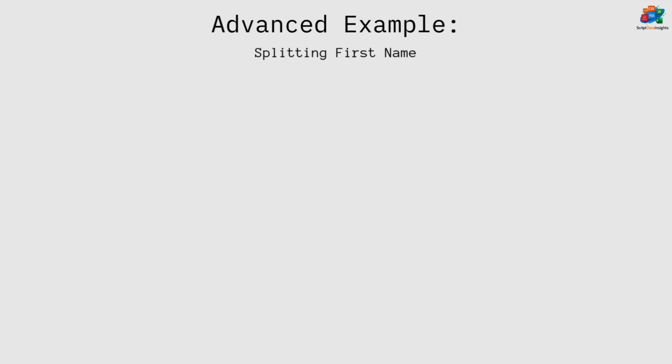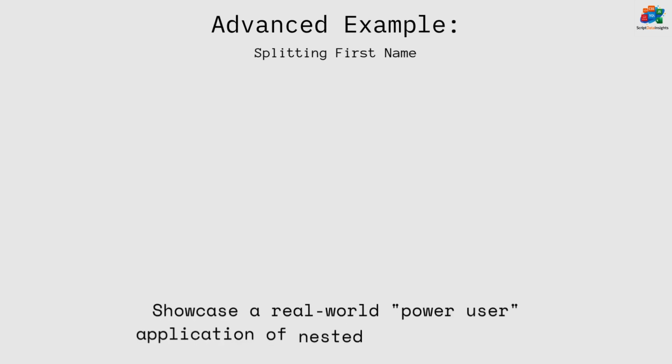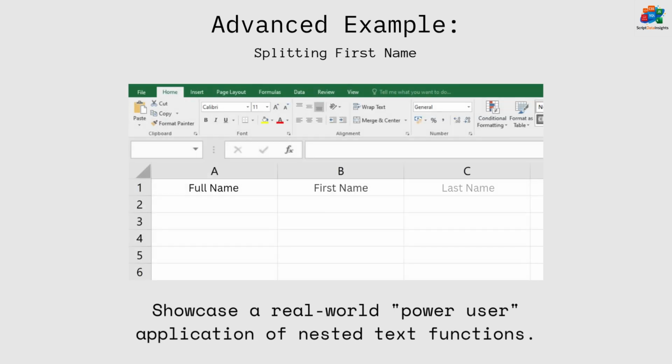Let's put it all together in an advanced example, splitting the first name. This is a real-world, power user application of nested text functions. We want to extract Mary from Mary Johnson. We use FIND(" ",A2) to locate the space, which is 5. We then subtract 1 from that position to get the length of the first name, 4. The formula =LEFT(A2,FIND(" ",A2)-1) dynamically extracts the first name, regardless of its length.